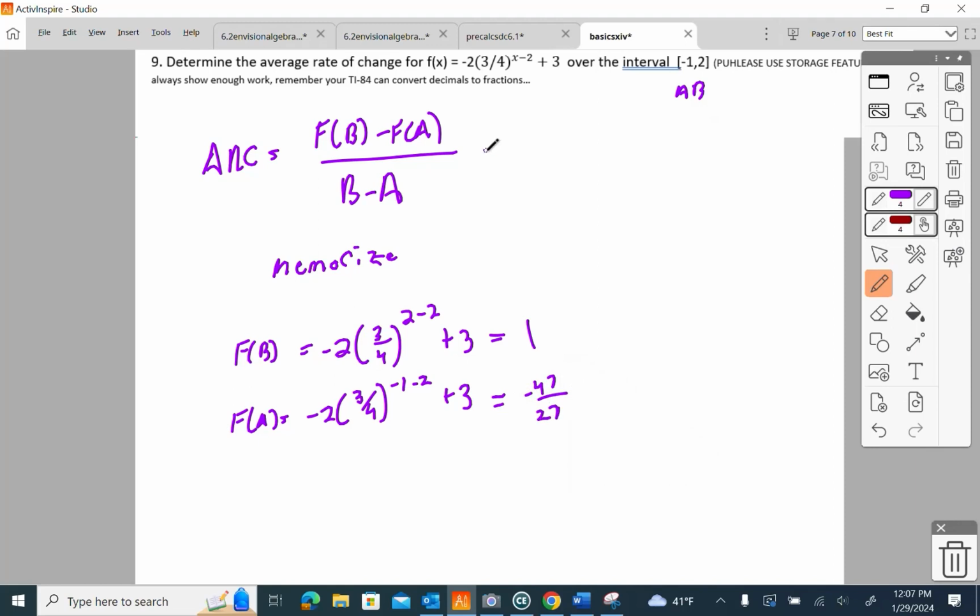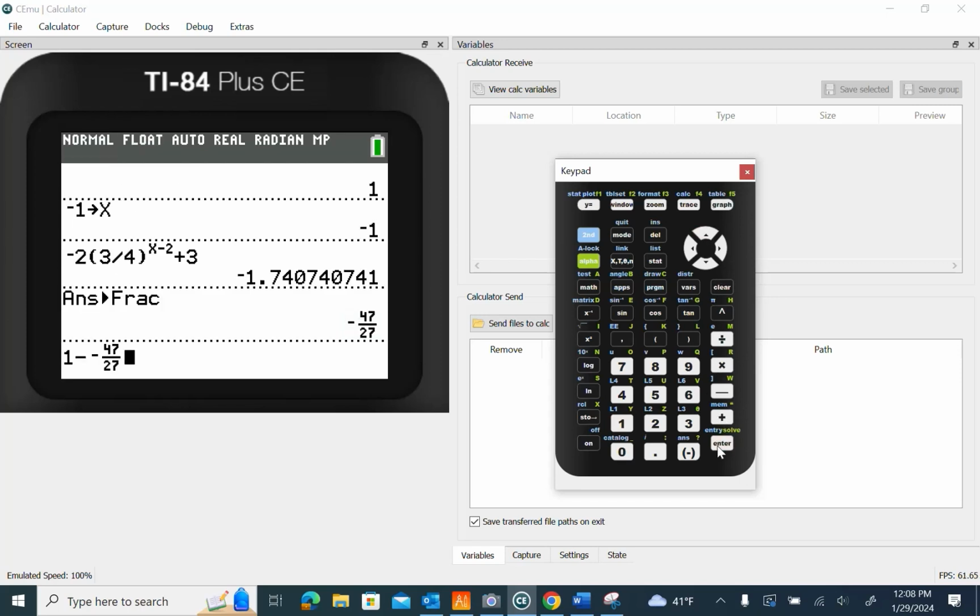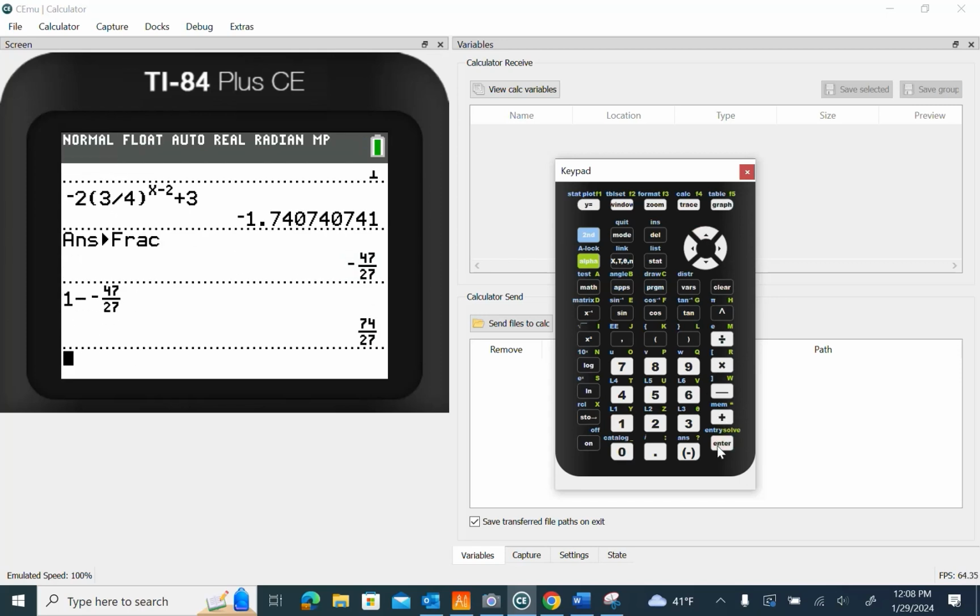So let's put everything into our formula. We found f of b to be 1. There's a minus there, so minus a negative 47/27. That's sitting pretty over b minus a, 2 minus 1. And just do this in a calculator. Heck, do bits and pieces of it. You've got 1 minus that thing, which is 74/27.